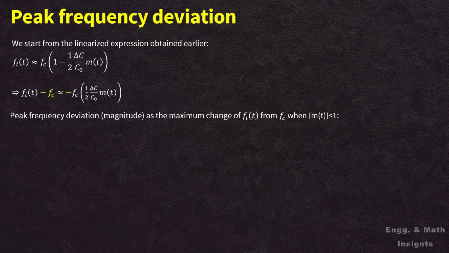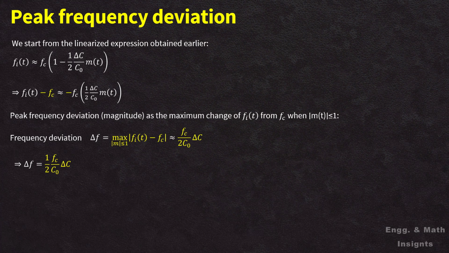This deviation is created inside the LC oscillator block because the tuned circuit modulator varies the capacitance fed into it. Now we define the peak frequency deviation on the magnitude as the maximum change of f_i(t) from Fc, since the amplitude of m(t) is less than or equal to 1, or del f can be written as the maximum of |f_i(t) minus Fc|. If we put the value of f_i(t), which is Fc minus half del c by c naught into m(t), then this del f can be approximated to half into Fc into del c by c naught into |m(t)|. Since |m(t)| is less than or equal to 1, we can write the expression of maximum frequency deviation del f as half into Fc into del c by c naught.